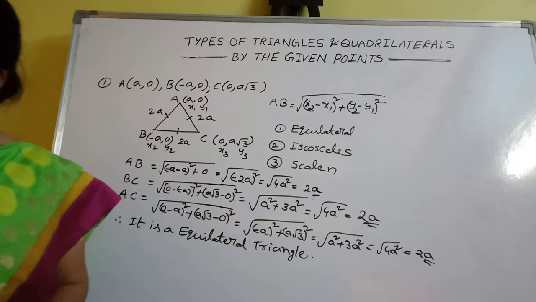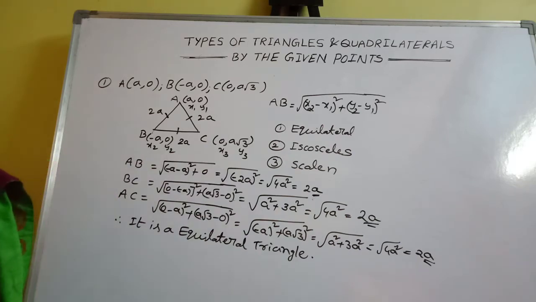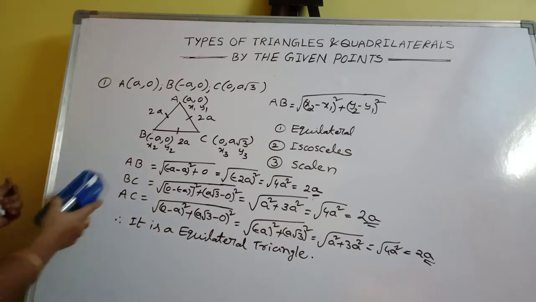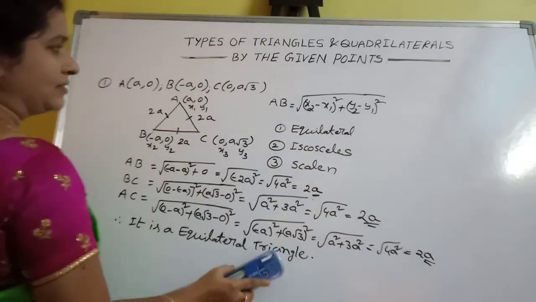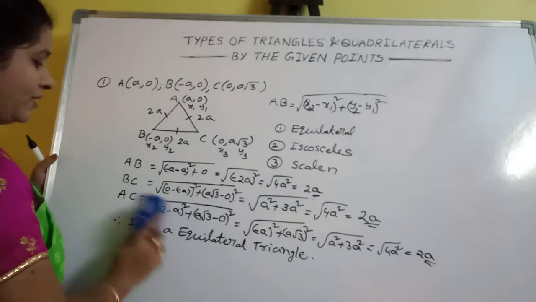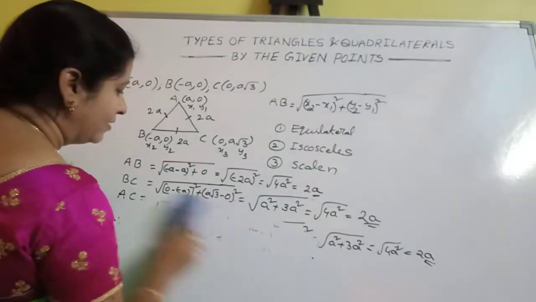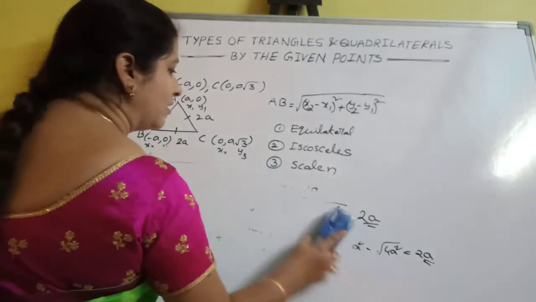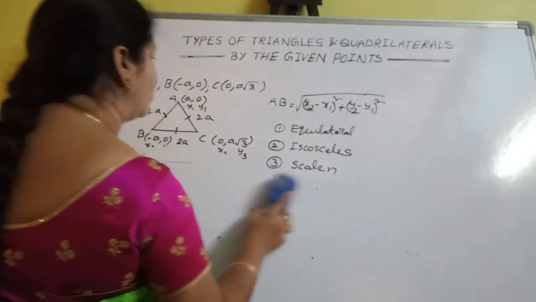So these are the one-mark model questions on the topic of distance. Again, name the type of triangle, name the type of quadrilateral. The types of triangles based on distance are over. Again we see, name the type of quadrilateral for the given 4 points.